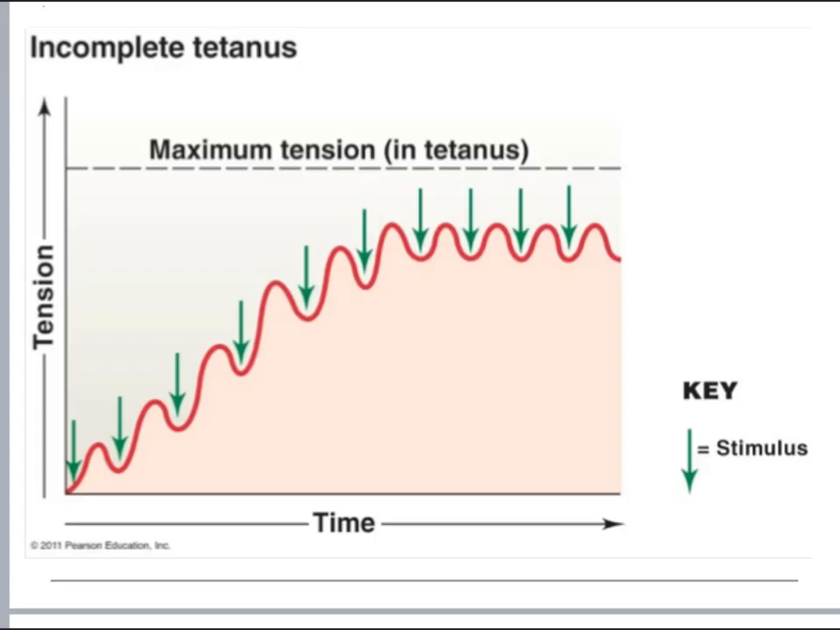So let's look at the slide on the next page here to work through what happens. So look, here we go. We're increasing tension, not to the maximum tension that we see in complete tetanus, but we're getting pretty close. So we relax, latent, contract, relax, boom, another stimulus. Latent, relax, boom, another stimulus. Latent, contract, relax, boom, another stimulus.